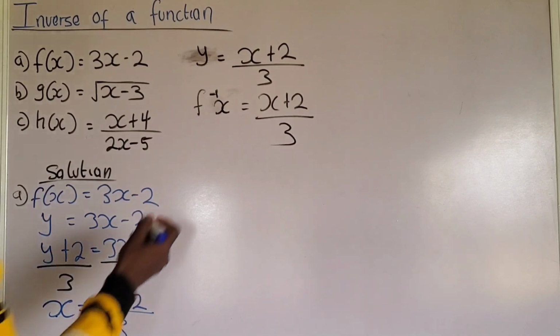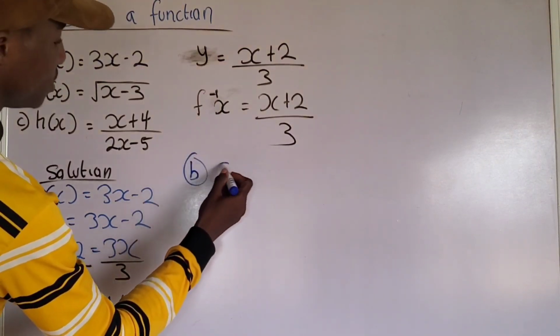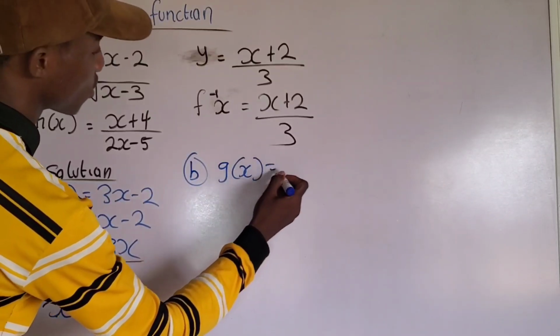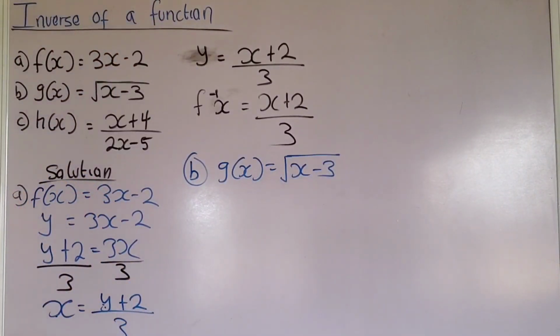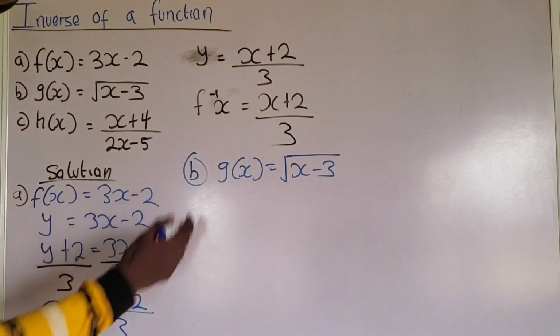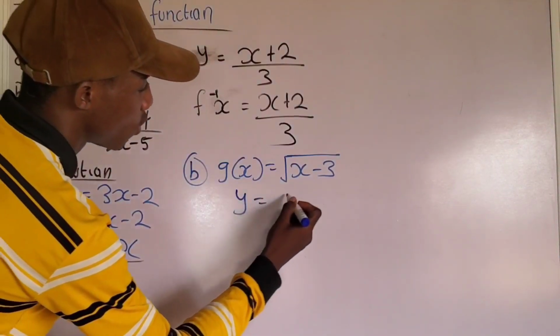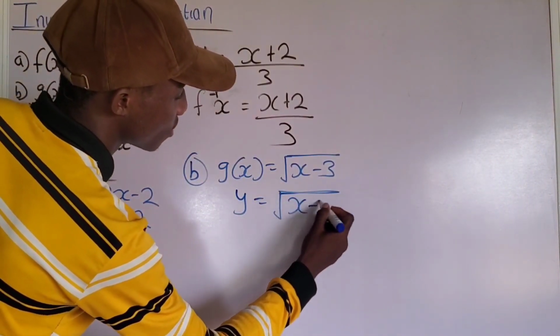For the second question, we have question B. g of x is equal to the square root of x minus 3. These are the likely questions that might come up in your exam, so make sure you pay attention. Now, the first step is to represent g of x as y. So I'm going to have let y equal the square root of x minus 3.